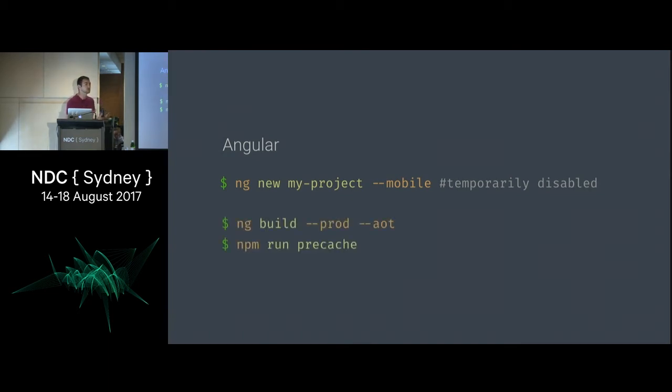Right now, what you can do is build for production with ahead-of-time compilation, and then this doesn't exist as well. You could write it yourself. This is an NPM script where you could possibly run SW precache and SW toolbox and all the things that I talked about in the beginning.